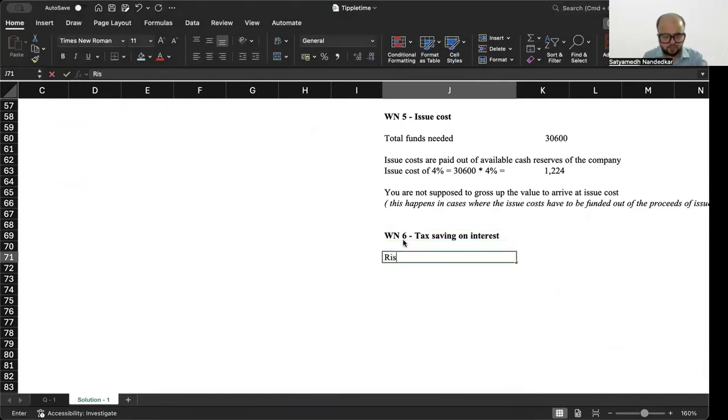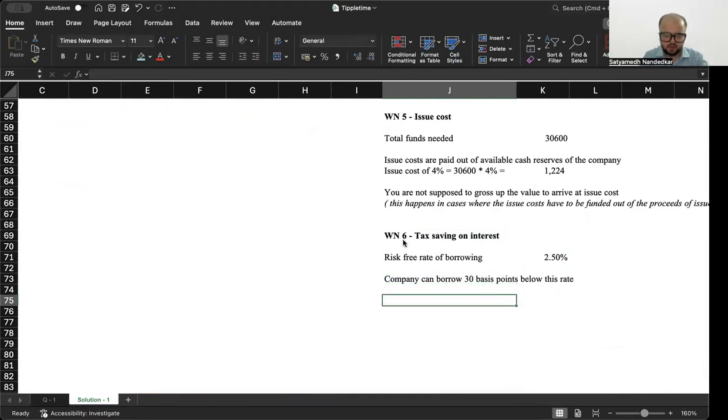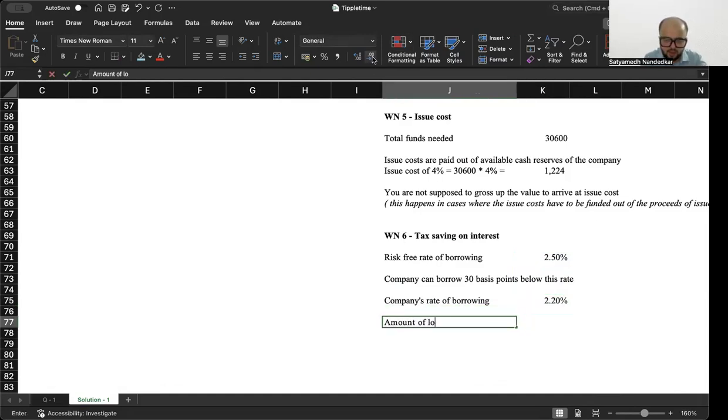Now, the risk-free rate of borrowing is 2.5%. The company can borrow 30 basis points below this rate. So the company's rate of borrowing would be 2.5% minus 0.3%, which is basically a rate of 2.2%. Okay. Now, what is the amount of loan?